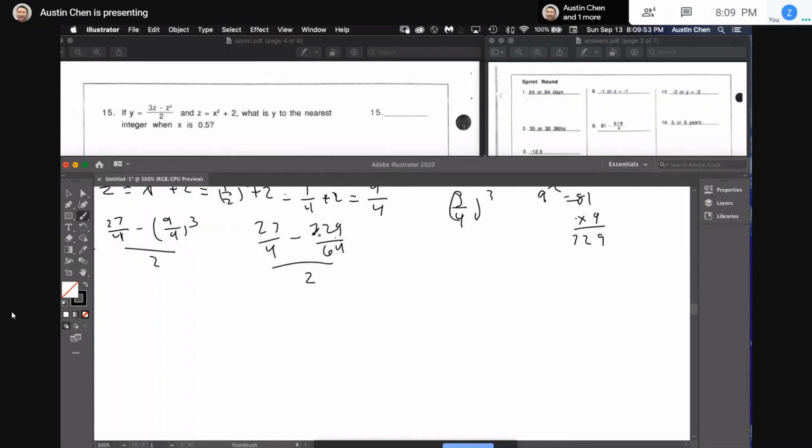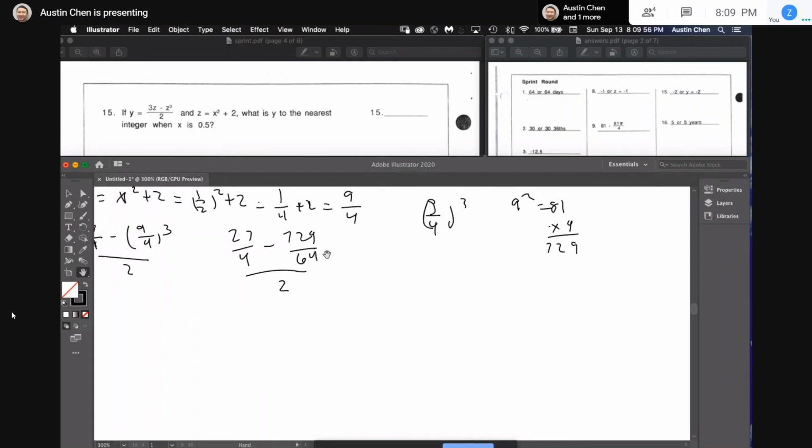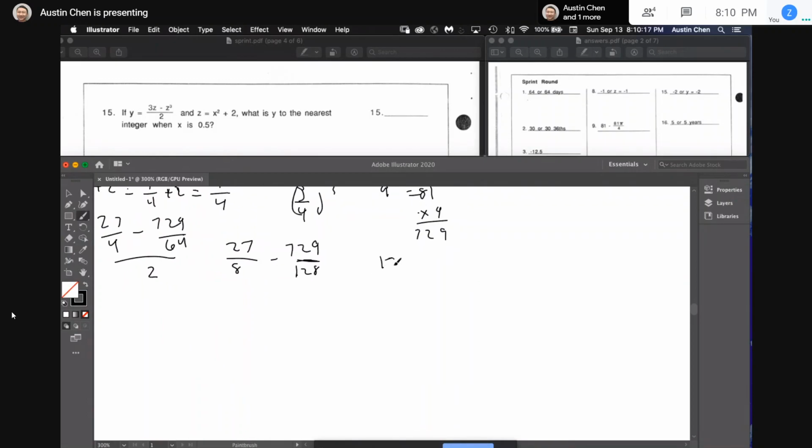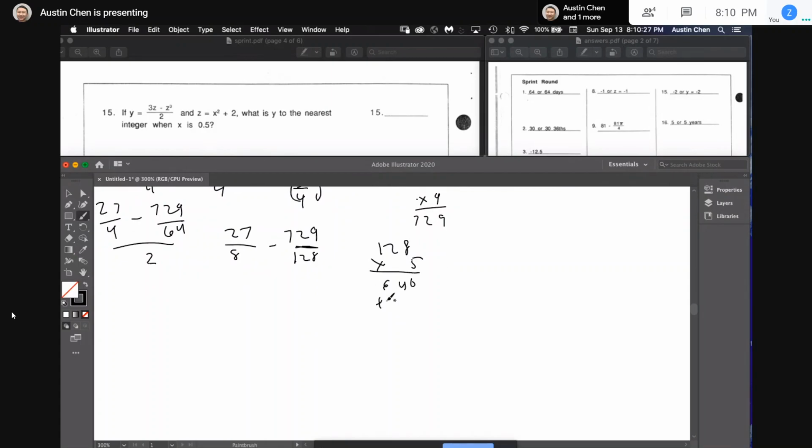So what do we do here? Maybe we should estimate this now. Let's put the 2 in first. So we're going to have 27/8 minus 729/128. Then maybe we should see if 729 goes into 128 pretty closely, so we can test like 5. That's going to be 640. And if we add another 128, that's going to be 768.